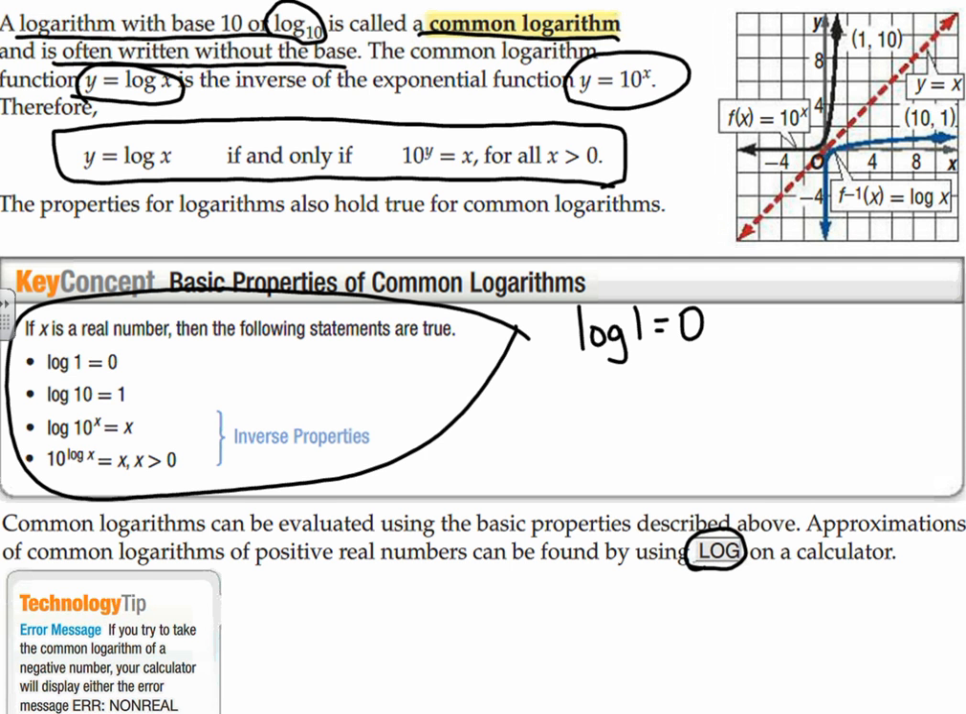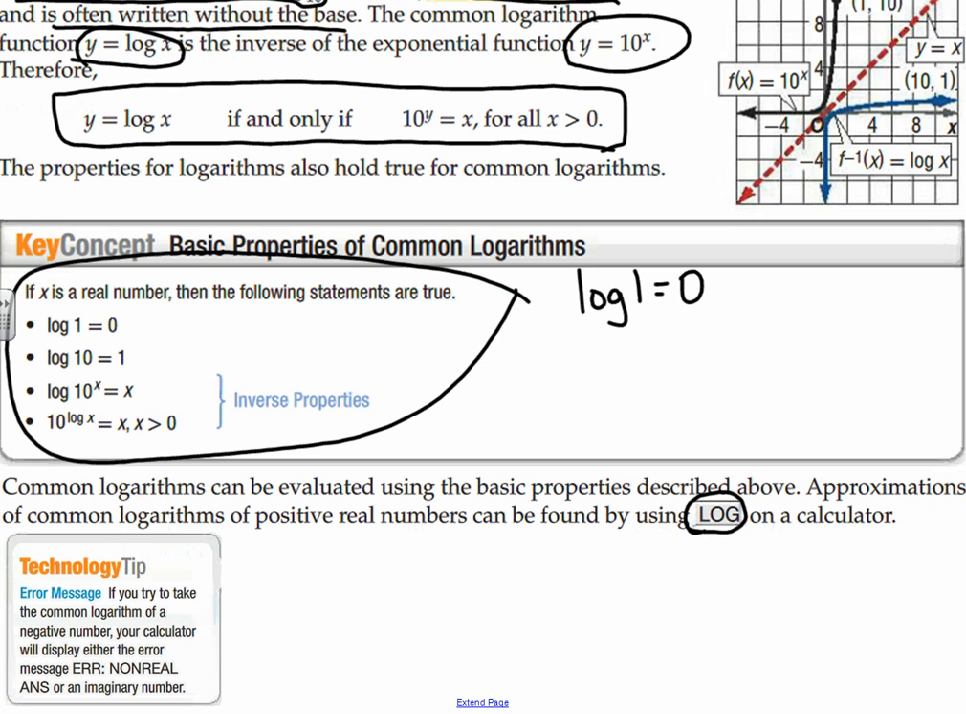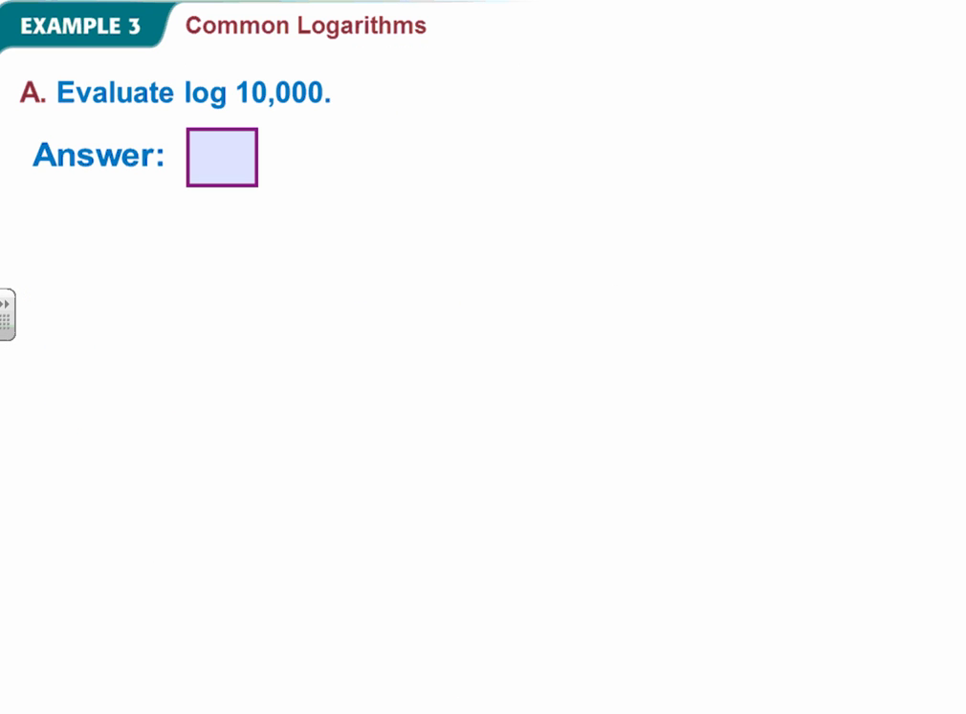Did you write them down yet? Okay, perfect. So here's what you're going to do. The log of 10,000. Write it in exponential form and then figure out what it is. And what's the base? 10.